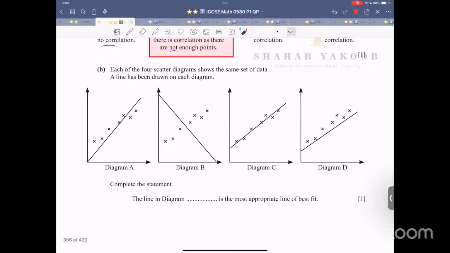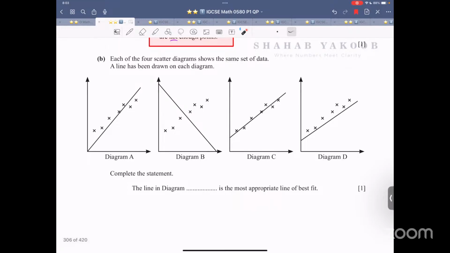Each of the 4 scatter diagrams, अब ये 4 scatter diagrams आपको नजर आ रहे, shows the same set of data. A line has been drawn on each diagram. Complete the statement. The line in diagram such is the most appropriate. Now look at all the points. Let me mark the points, some in red.